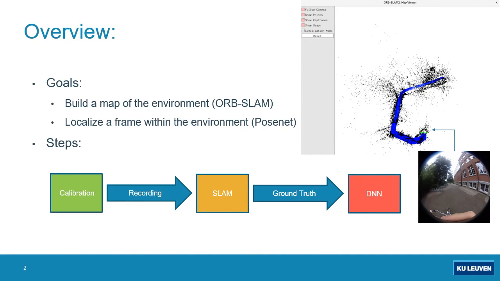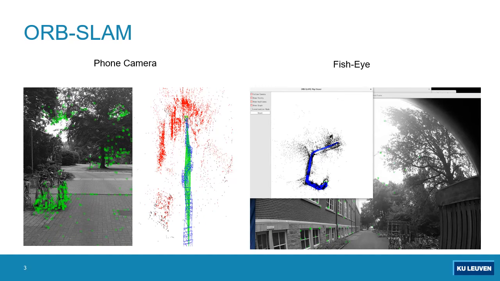For any new environment and any new camera, we first need to calibrate our camera. Then we need to have a set of recordings. We feed these recordings to our SLAM algorithm. It produces the ground truth and the map of the environment. Then we can train our neural network on this to localize any frames within the environment. In our previous ISE meetings, we have already shown this whole pipeline on a phone camera and also a fisheye lens. Now in the meantime, we have been trying to extend this to our full 360 camera system.